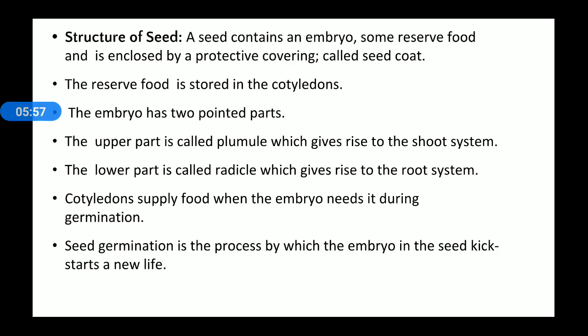Plumule will give rise to the formation of the shoot system, and the radicle portion will give rise to the formation of roots. And here the cotyledon is the reserve food, so the cotyledon will provide the food when the embryo needs it during seed germination. Seed germination is a process by which the embryo in the seed kick starts a new life, that is, the embryo starts its new life for the formation of a new plant.